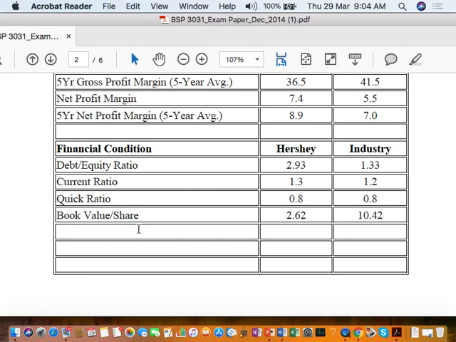So when you look at the profitability, what is it telling us about Percy? When you look at its profitability, how would you assess it? How would you approach that? Say we look at it against the industry. How?